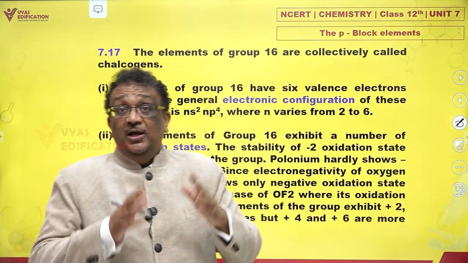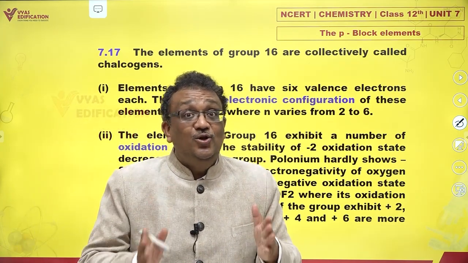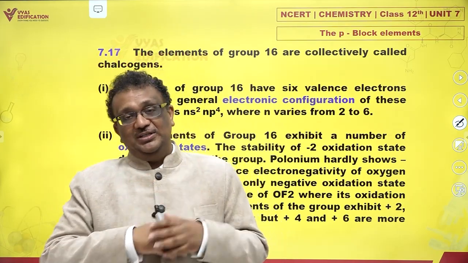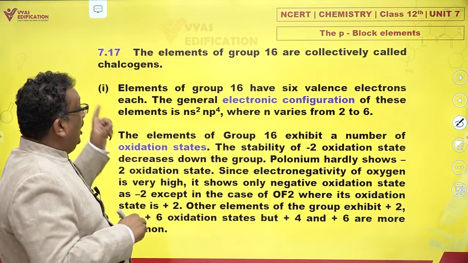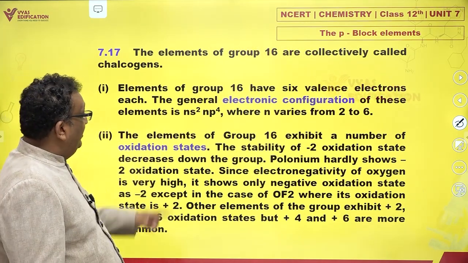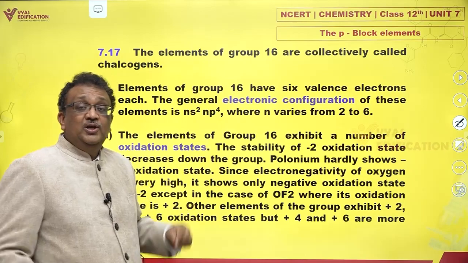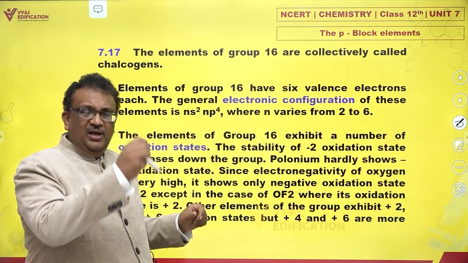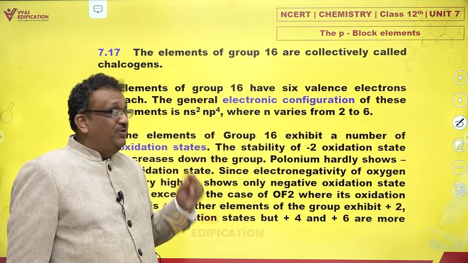Let me remind you, oxygen, sulfur, selenium, tellurium and polonium, all these elements together are called chalcogens. Now, they have 6 valence electrons. That means the general electronic configuration is ns2 np4. So, oxygen is 2s2 2p4. Sulfur is 3s2 3p4. Likewise, polonium would be 6s2 6p4.